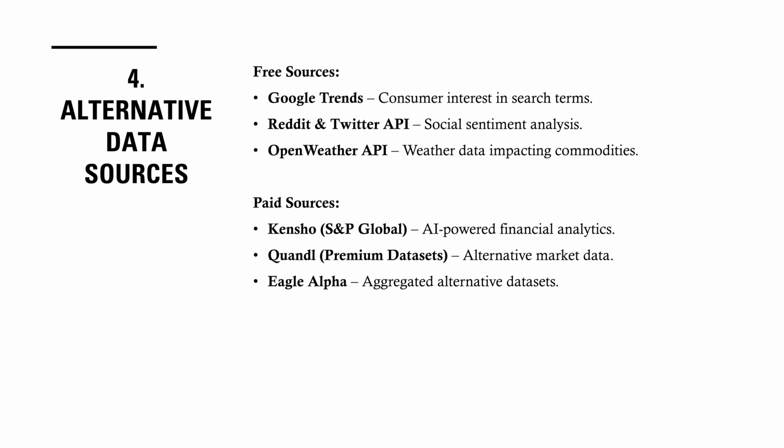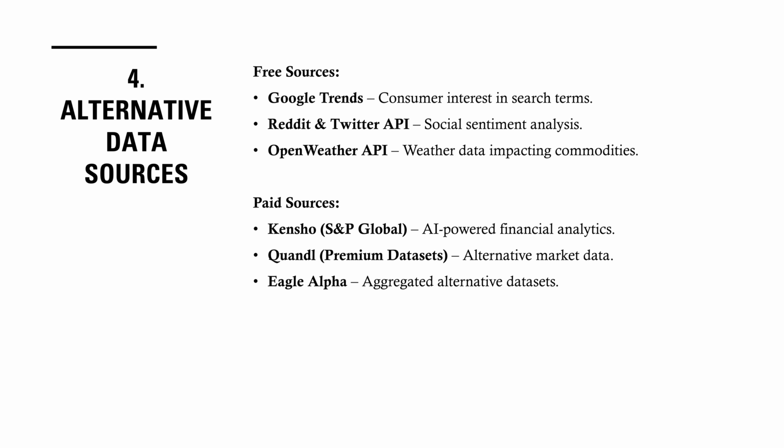Alternative data refers to non-traditional sources of information that can offer unique insights into market behavior and economic trends. This includes data from social media, web traffic, weather patterns, and even satellite imagery. Free tools like Google Trends and APIs from Reddit, Twitter, and OpenWeather allow us to analyze consumer sentiment, social buzz, and environmental impacts on markets.